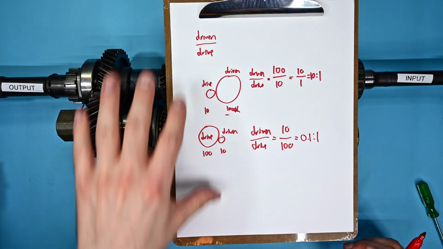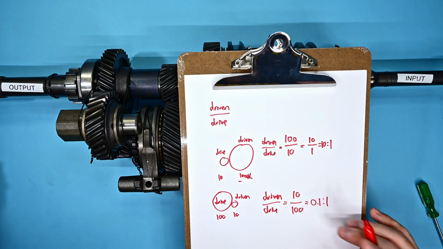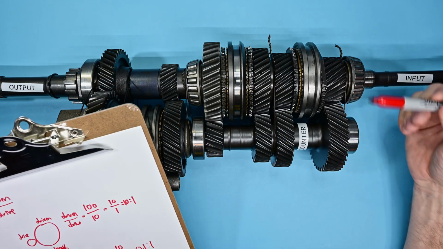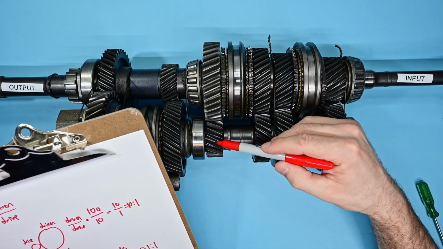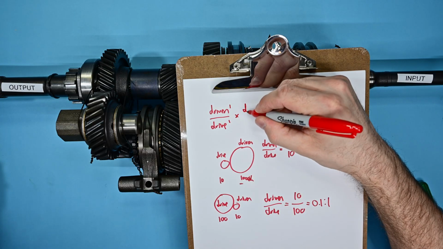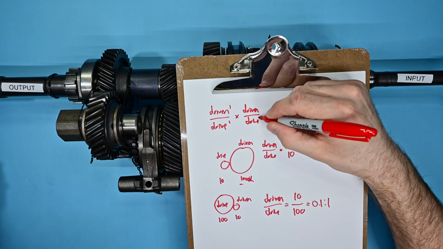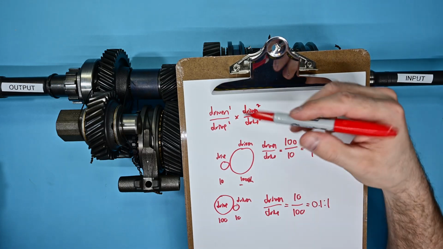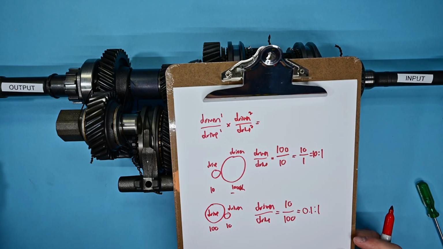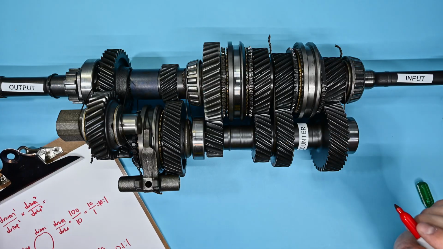So how do we translate this into this? Well, there's a second part to this formula because we have a drive and a driven and then a second drive and a driven. So we'd have drive 1 over driven 1 and then drive 2 over driven 2. Driven and drive, and specify the numbers. Driven 1 over drive 1 times driven 2 over drive 2. Now, to calculate the ratios of these, we have to count the number of teeth on the gear set.